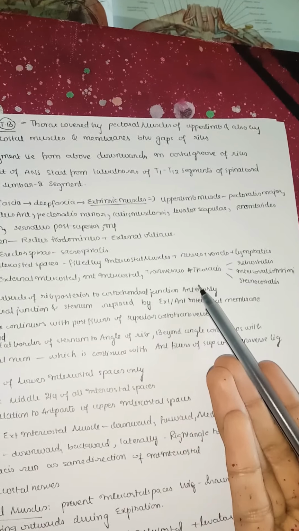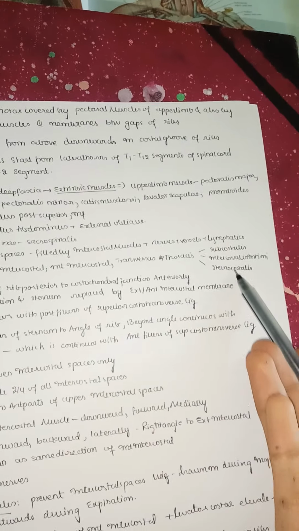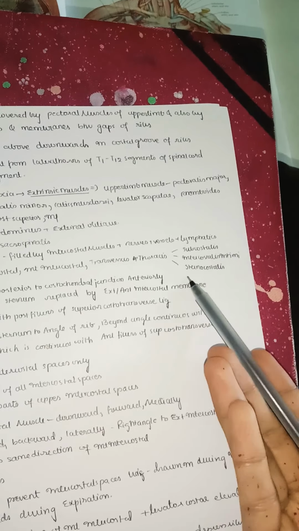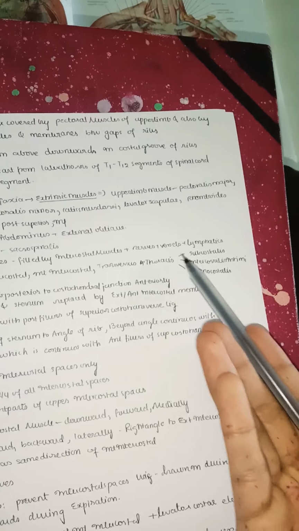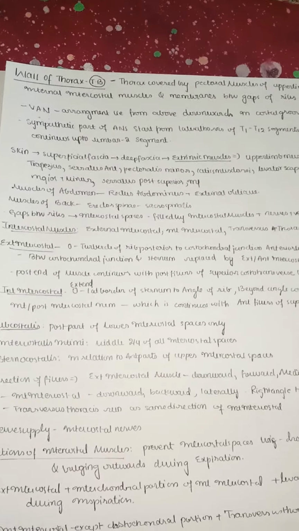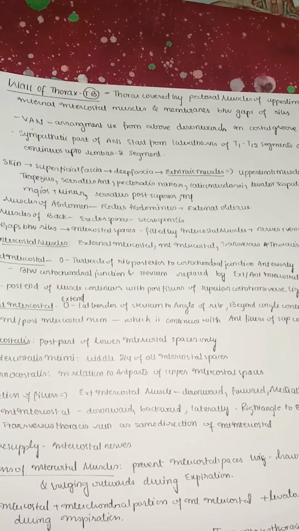This transversus thoracis is in turn divided into three types: one is subcostalis, another is innermost intercostals, and the other one is sternocostalis. So transversus thoracis is divided into three different muscles. Let us start with each muscle one by one.